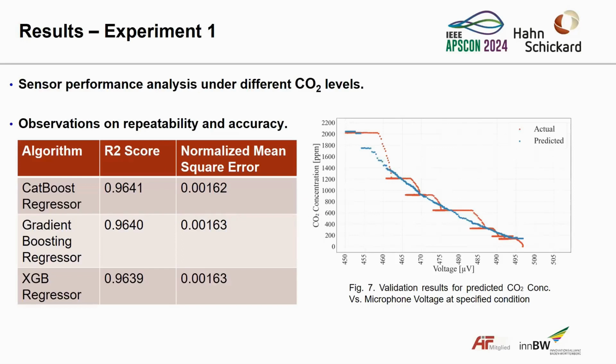So here is the result for experiment one. What you see on the right side is voltage versus carbon dioxide concentration in terms of ppm. As you can see, the machine learning algorithm is giving us decent results. It is able to reproduce what it has already seen, and it also tells us that the sensor signal it has seen has consistent behavior. On the left side, you see the algorithms which resulted in the highest R2 score and correspondingly the normalized mean square error. The CatBoost regressor was the top performing algorithm.